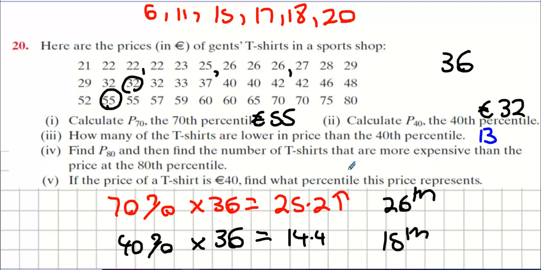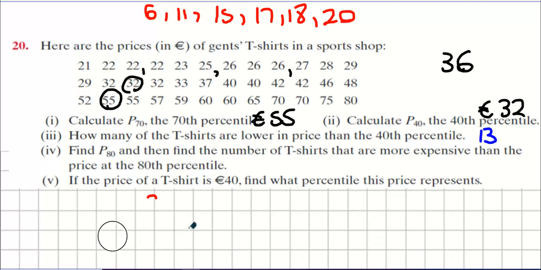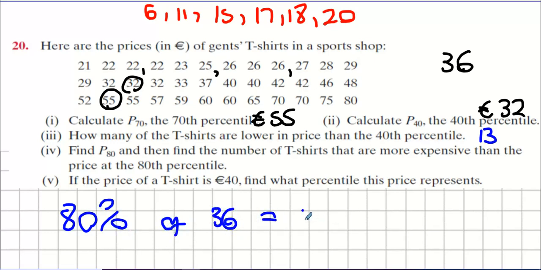Thank you very much. Now, find P80 and find the number of t-shirts more expensive than P80. So let's do P80 now. What's 80% of 36? 28.8. And 28.8 rounds up to? Okay, who's 29th on the list?